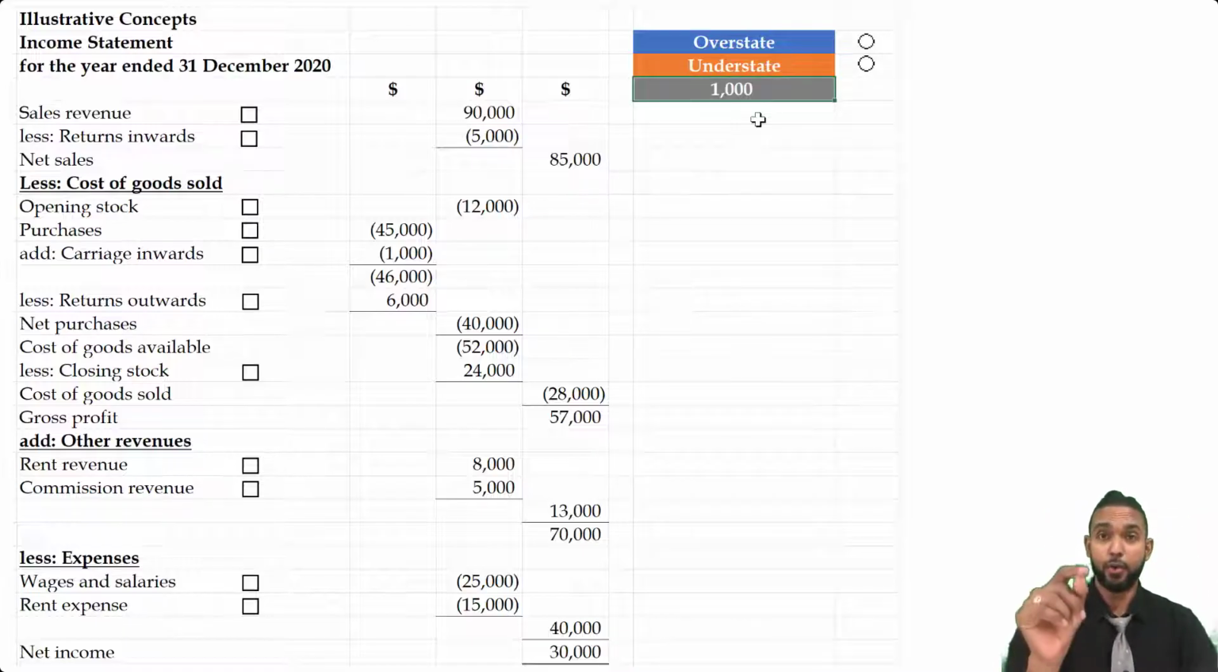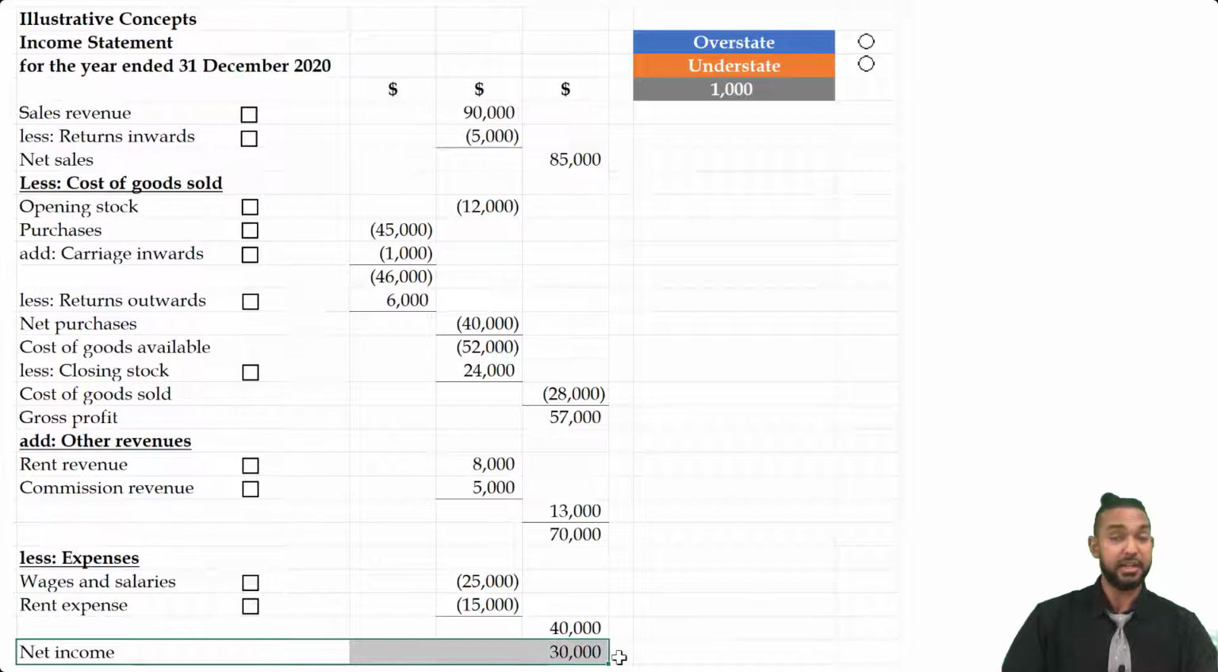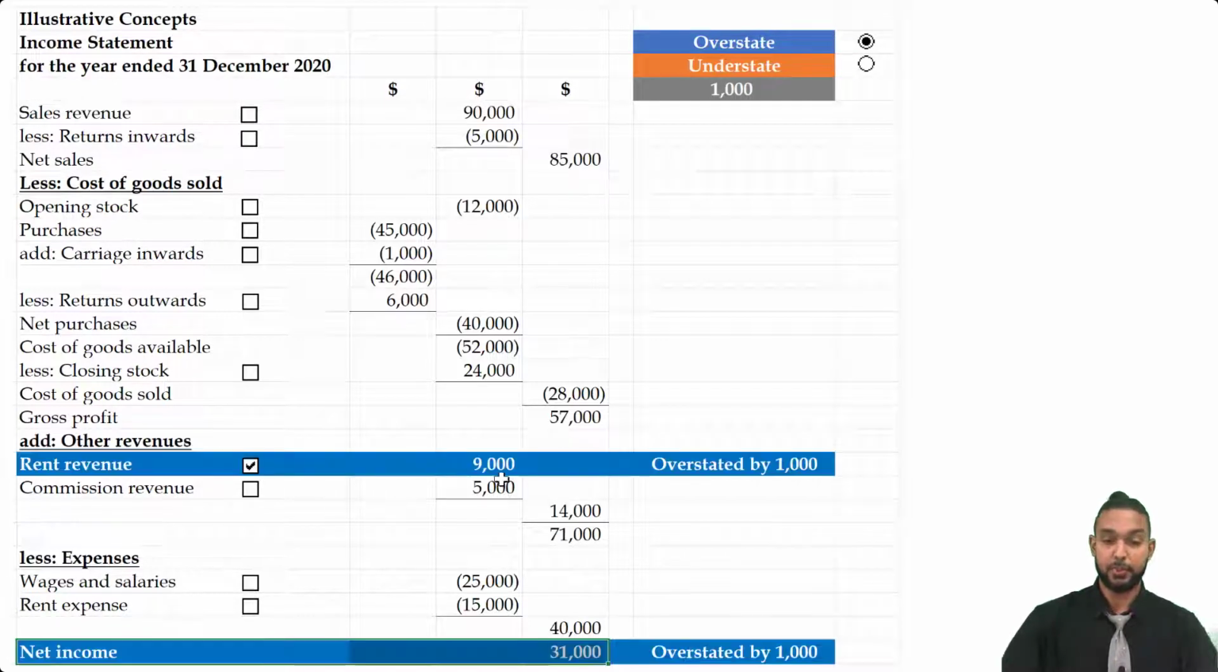Now, on the other hand, rent revenue was overstated by $1,000. So we're going to put in 1,000 here in rent revenue. If this is overstated, it's going to go up by 1,000 because overstated means too high. So this is going to go up to 9. And I bet you that net income is also going to be too high. It's going to go up to 31. Let's overstate rent revenue. So you see, it went up to 9. And look at net income. It went up from 30 to 31. And that's an overstatement by 1,000. So the overstatement in revenue produced an overstatement in net income.